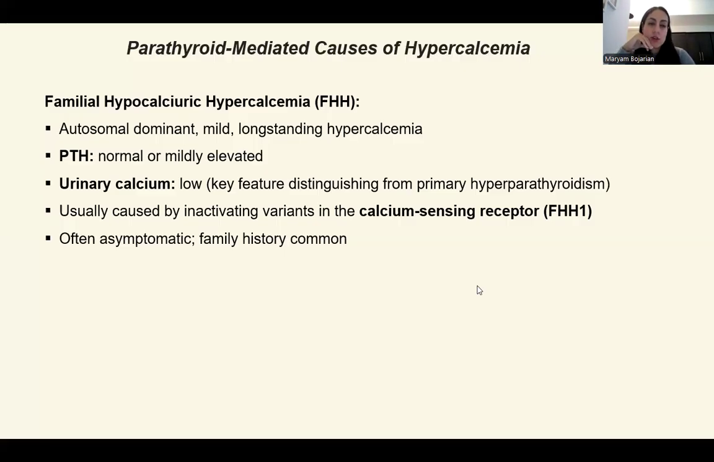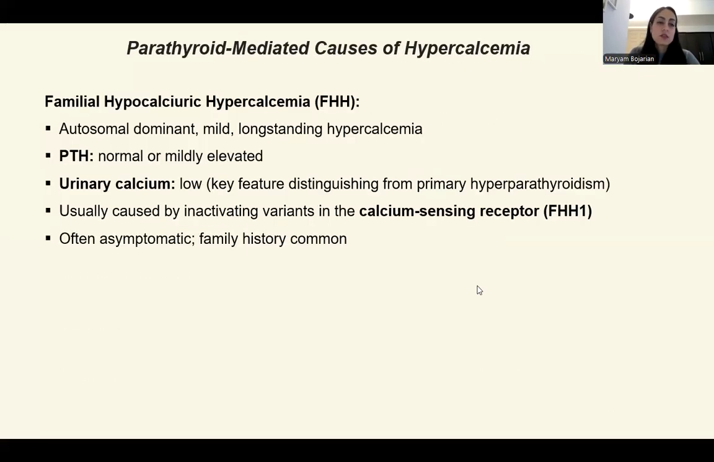This is a key feature distinguishing it from primary hyperparathyroidism. We usually check a 24-hour urine calcium and measure the calcium-creatinine ratio, and if the level is such that we cannot decide, we send the patient for a genetic test. Family history is really important. Always ask the patient whether any family members, like parents or siblings, have hypercalcemia. Again, it is really important to differentiate these two entities from each other.